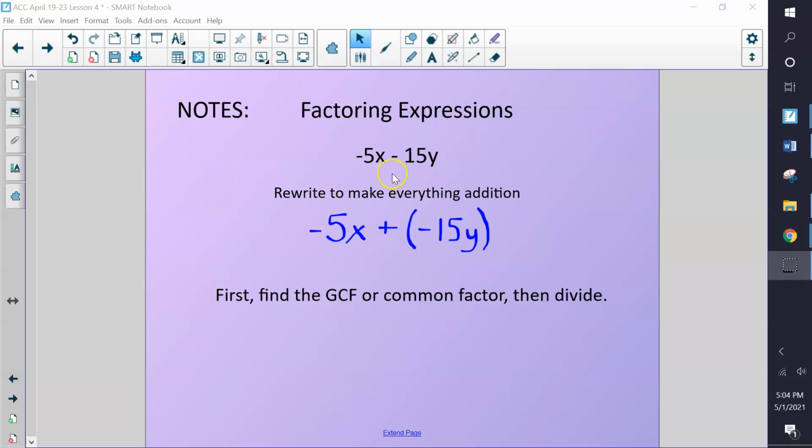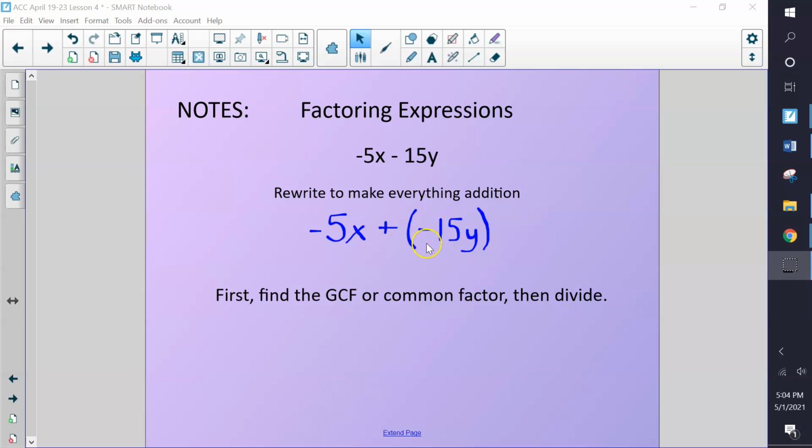So here we have a subtraction problem. I've rewritten it as an addition problem. This makes it less confusing. So if you're still struggling with negative numbers and asking, is that a negative? Is that a subtraction symbol? Then simply change those subtraction problems into addition problems by adding the opposite. So in this case, we're subtracting a positive 15y, and we can just change that to adding a negative 15y, so that everything is an addition problem, and that makes it a little bit easier.